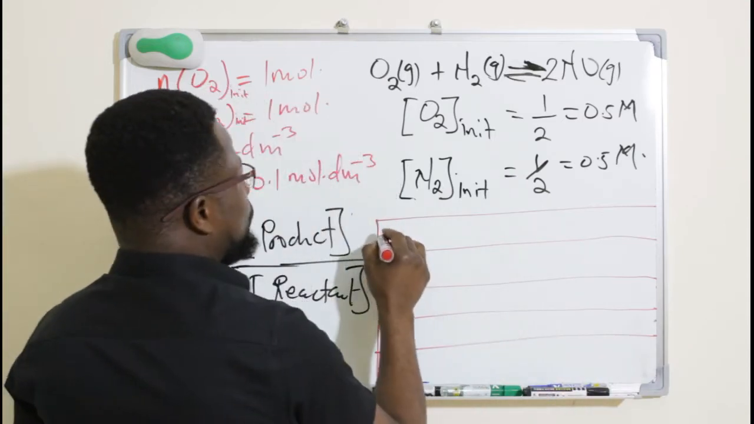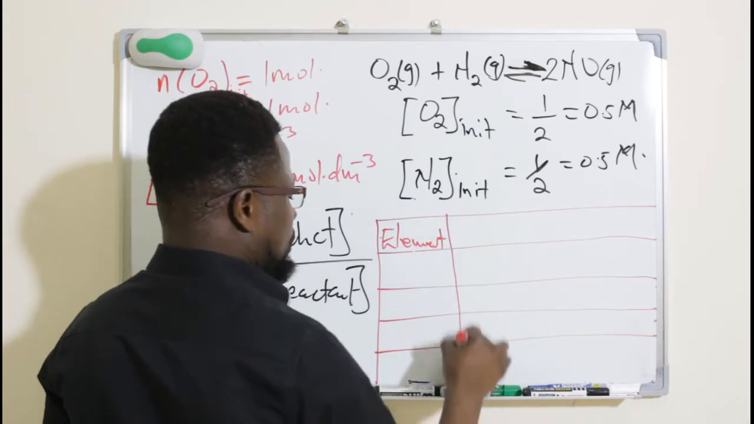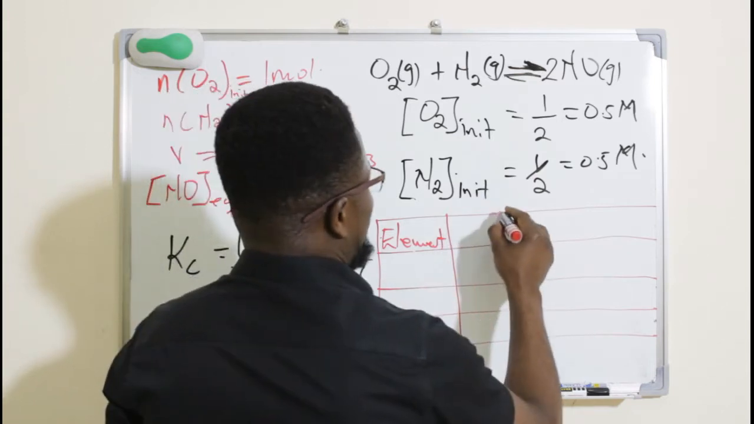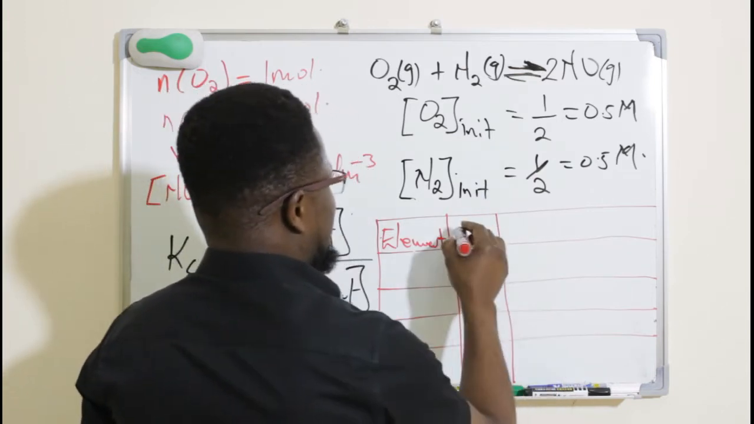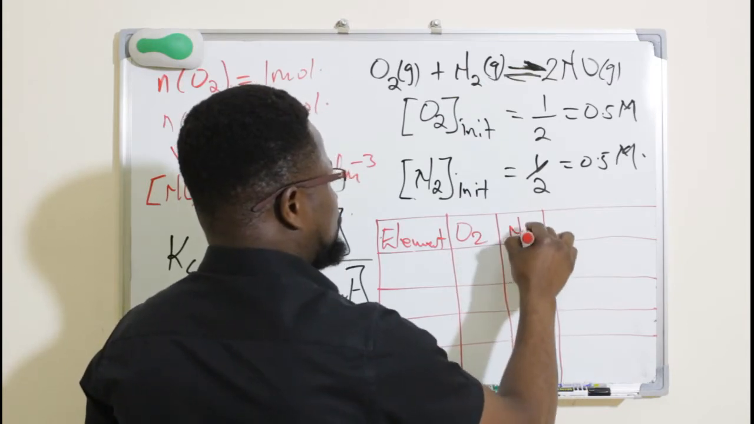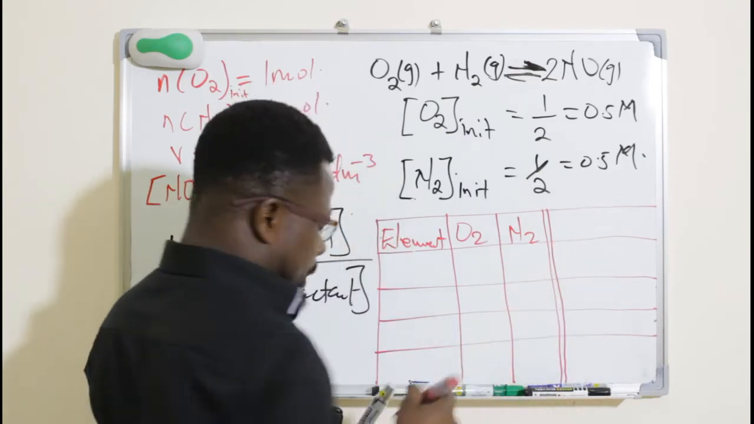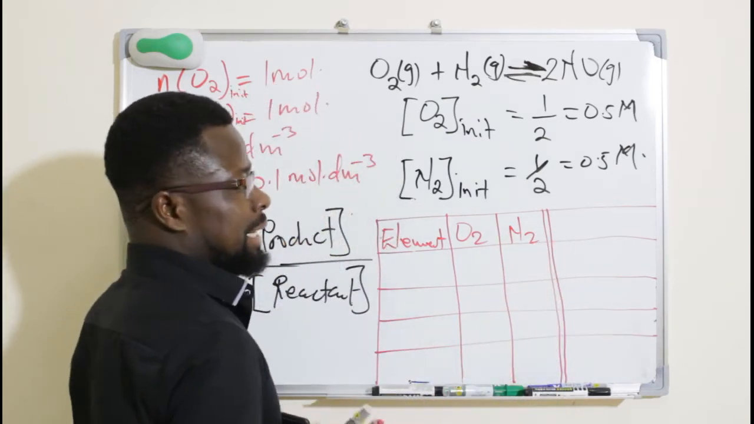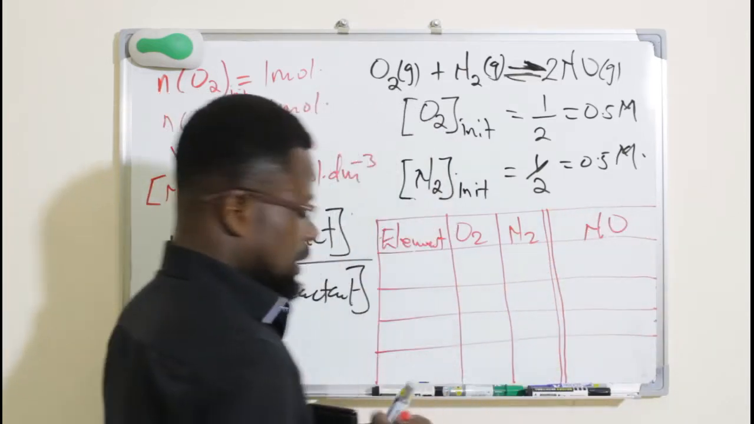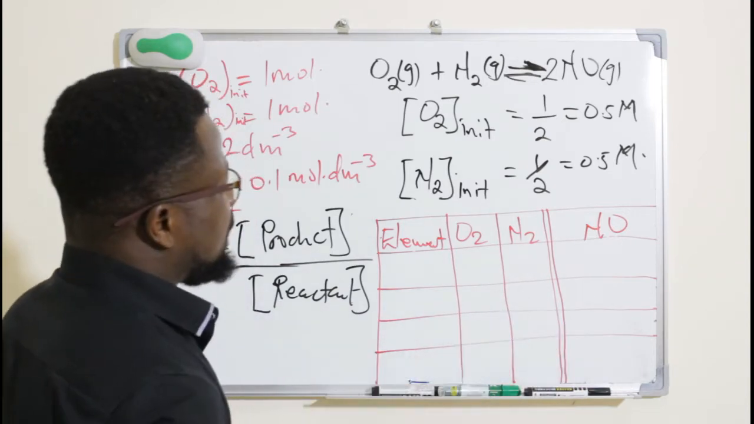So I am going to write the elements, or the compounds, that are involved in this reaction. What I have is O2 and N2. I am using a double line to differentiate between the reactants and the products. So the product is what? It is NO. Now I have gotten this, I know what I am dealing with.